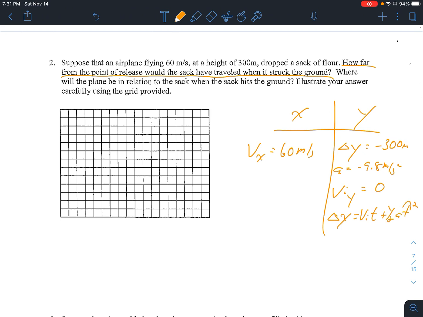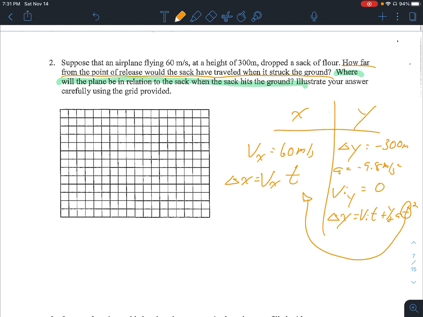Solving, plugging everything in and solving for that t, bringing it over to here, and we can get our horizontal travel of the sack of flour. Now, the next question is, where will the plane be in relation to the sack as it hits the ground?